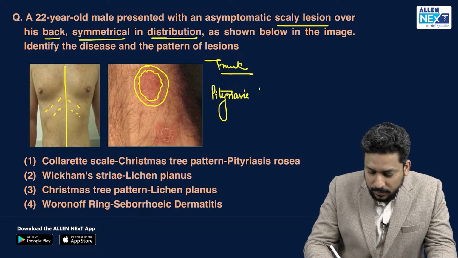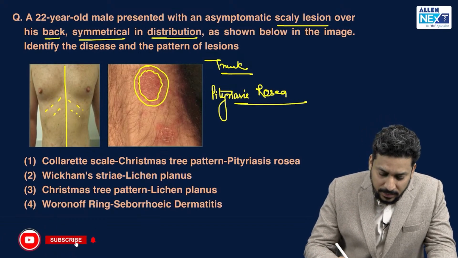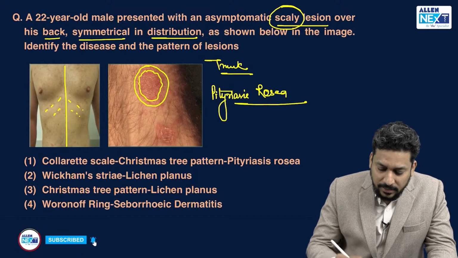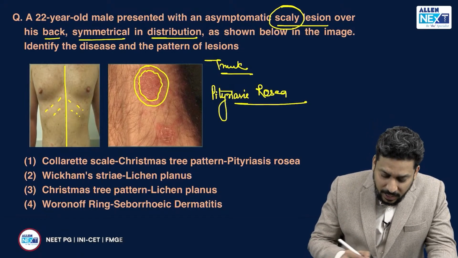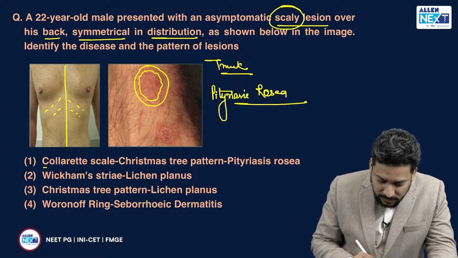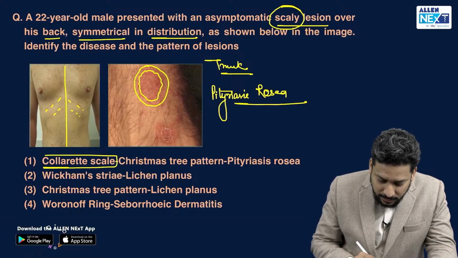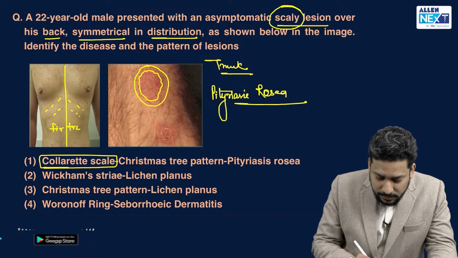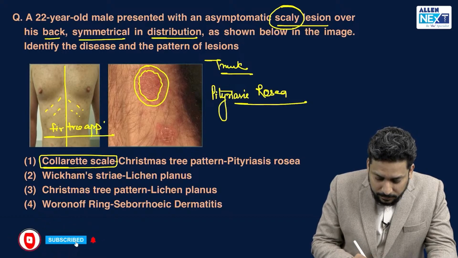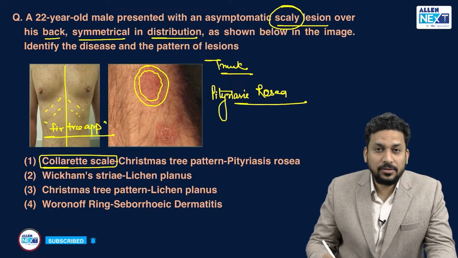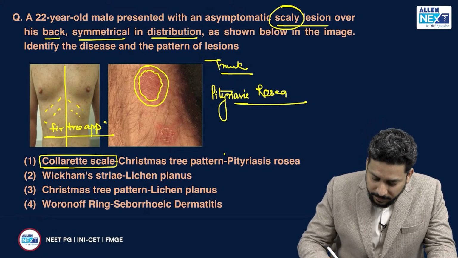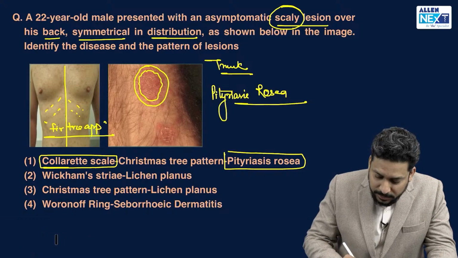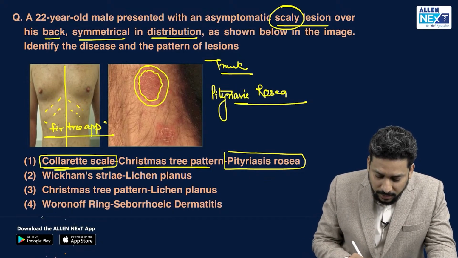Pityriasis rosea. As you can see in pityriasis, there is scaling, and the scaling is characteristically around the lesion. So it is looking like a collar. So collarette scaling is seen and this is a fir tree appearance, that is symmetrical distribution of the lesion. So all these are pointing towards pityriasis rosea, where Christmas tree pattern or fir tree pattern and collarette of scales are seen. So this is the correct option.